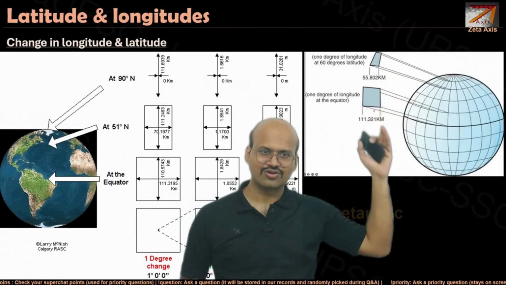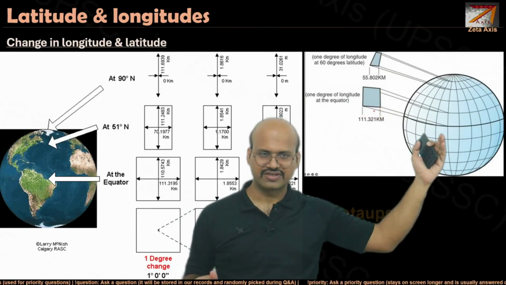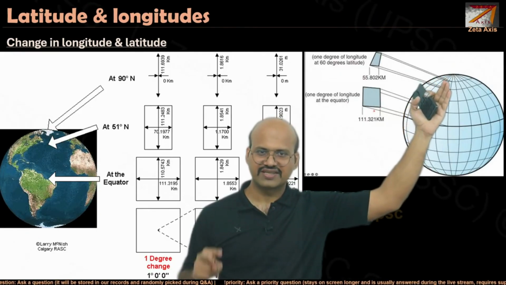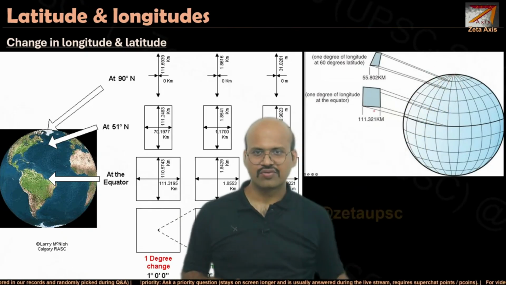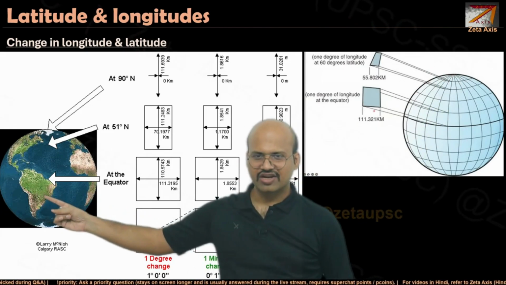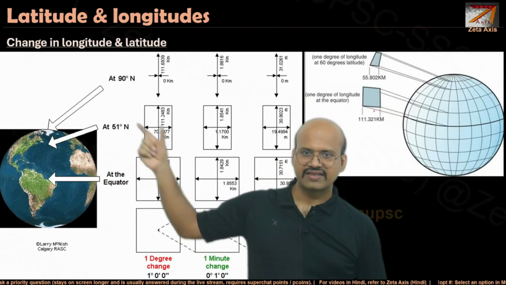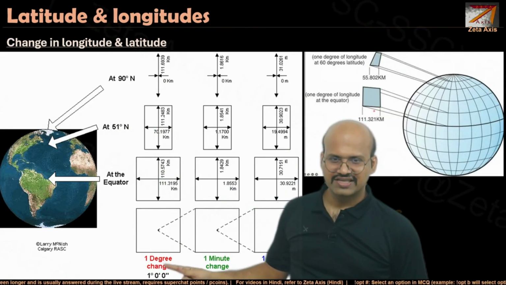So here the distance between longitudes will be 111 point something, and as the latitude increases, you will see the distance between the longitudes decreasing. It is 0 at the poles. Again, a similar thing is depicted over here. We have taken a box at the equator, at 51 degrees, and then at 90 degrees, and we can see what 1 degree change means.